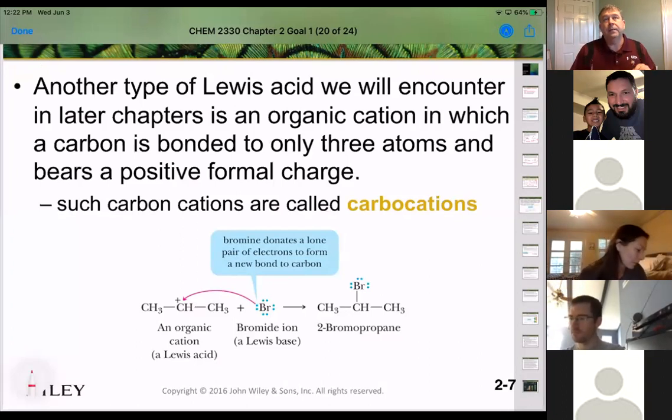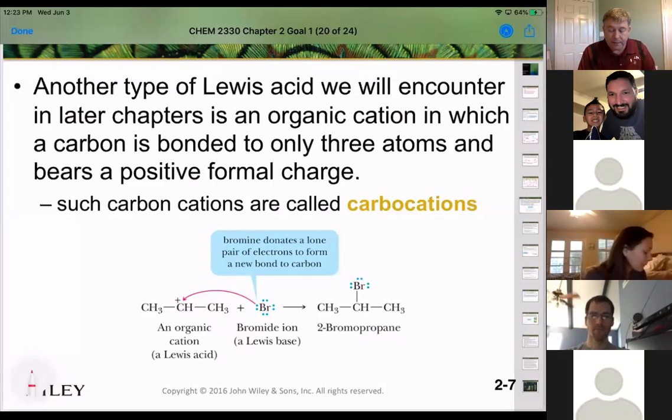So let's think about this, okay? We have a positive charge on carbon, meaning that something has left and taken the pair of electrons that it was bonding to. And so it wants to accept electrons, remember acids accept electrons, to form a new covalent bond, okay? That's why the carbocation is a Lewis acid. It's accepting electrons to form that new covalent bond.